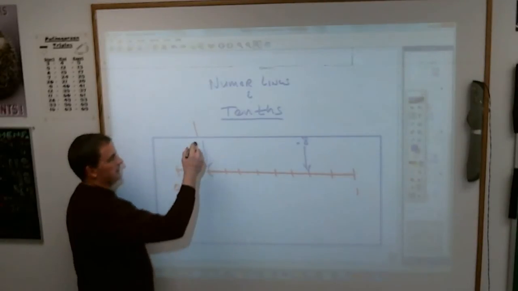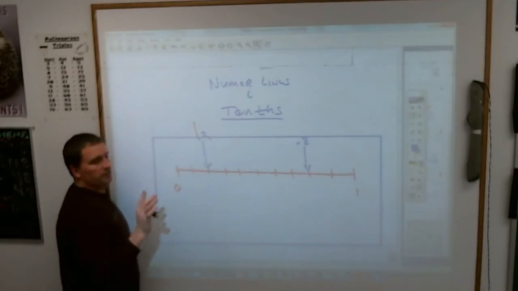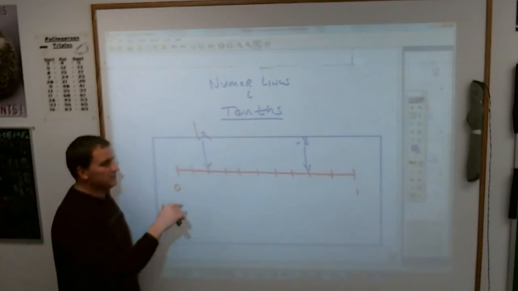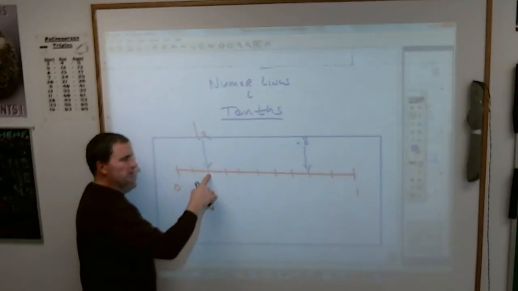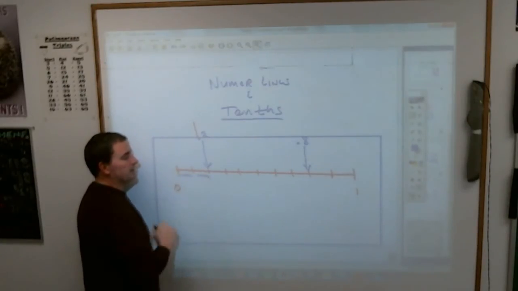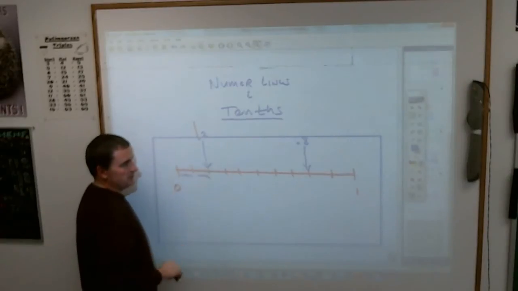2 tenths. 2/10. Okay, and again, I very much caution you, you count spaces, not lines, because you could go 1, 2, 3, why isn't that 3/10? No, it's not 3/10, it's only 2 of the 10 pieces away. You count the spaces.